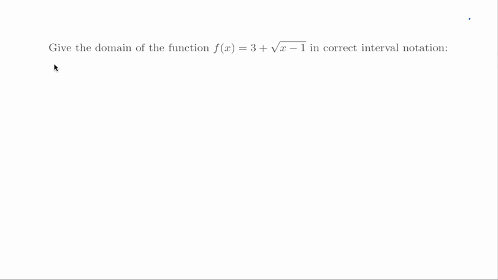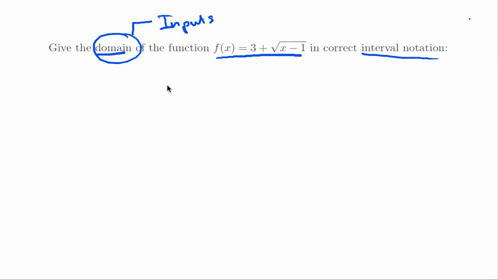So we're being asked to state or find the domain of a function given by this formula in correct interval notation. So let's think about what a domain is first of all. That word refers to all the acceptable inputs that my function can have. So one way to approach this problem is to play with this function and think about what I can put into this function and what I can't put into this function.